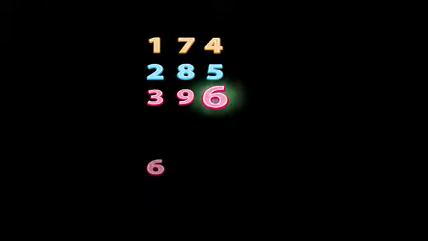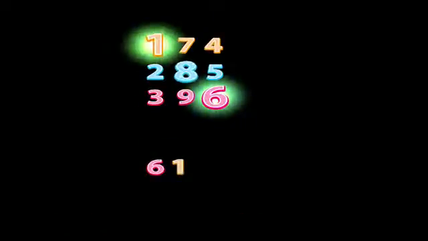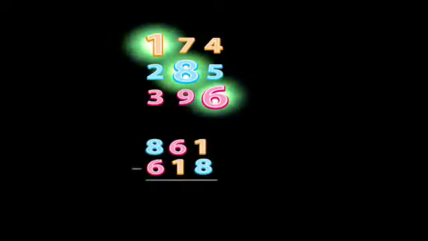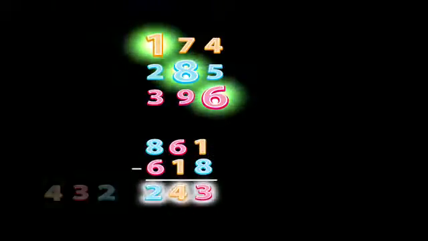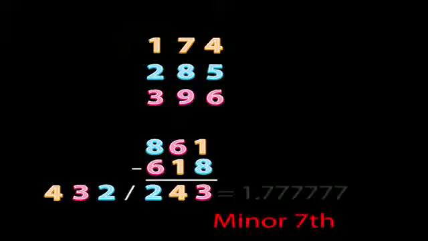In this one I started at the lower right with the 6, went around to the 1, then the 8. Gave me 618. I subtracted that from its shifted pair of 861, which gave me 243. I then divided that by the 432 and found out it's a minor seventh of the 432 using Pythagorean tuning.